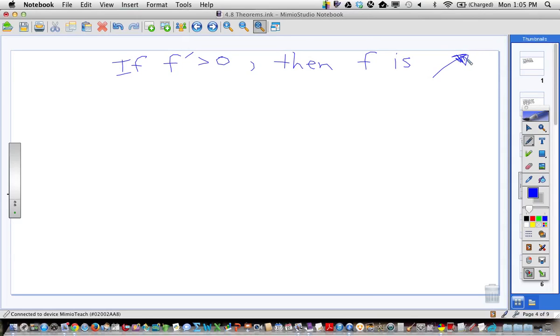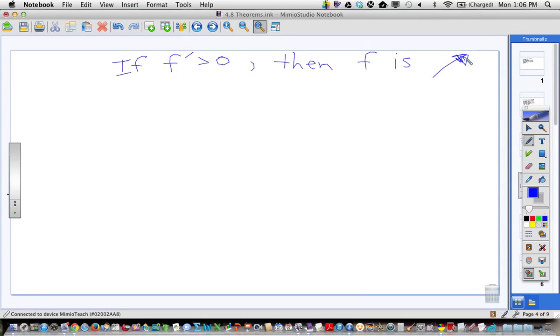Right? Now that's not true the other way around. If F is increasing, you don't know that F prime is positive for sure. It could flatten, right? Like X cubed. It flattens and then goes up, and X cubed is still always increasing. So if we flip that around, it'd have to say if F is increasing, then F prime is greater than or equal to 0, right? Okay, minor detail. But let's prove this.